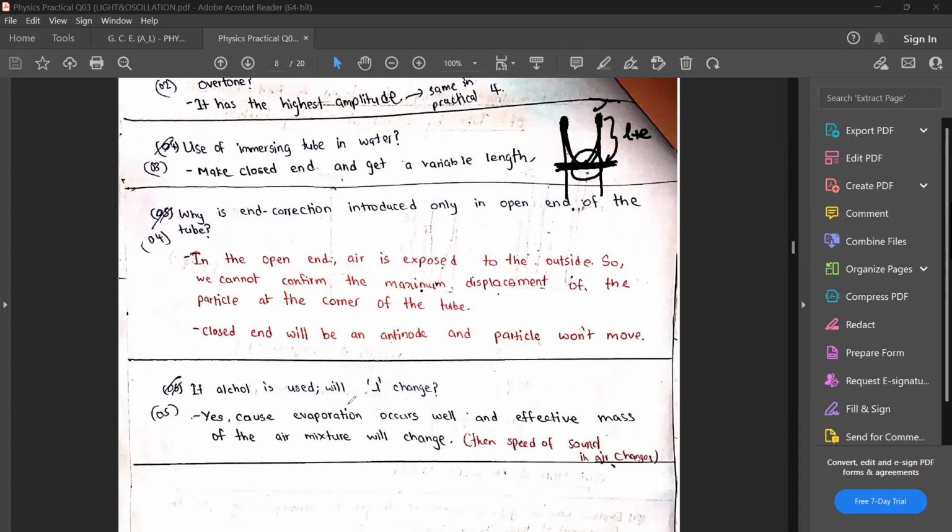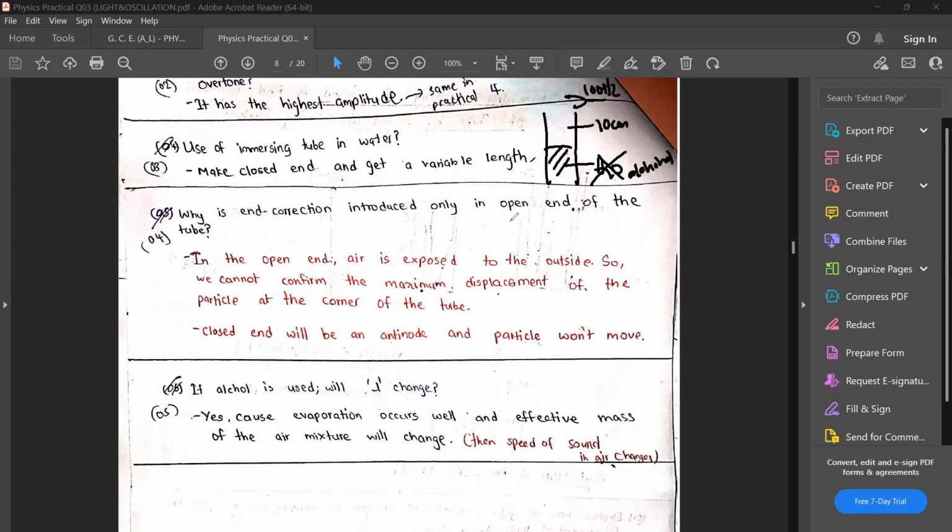If alcohol is used, will L change? Will the length change if alcohol is used? It's like this. If we use water and a tuning fork of 100 hertz, let's say you got 10 centimeters. The question they're asking is, instead of water, if we use alcohol, will this length change? Obviously, it will change.